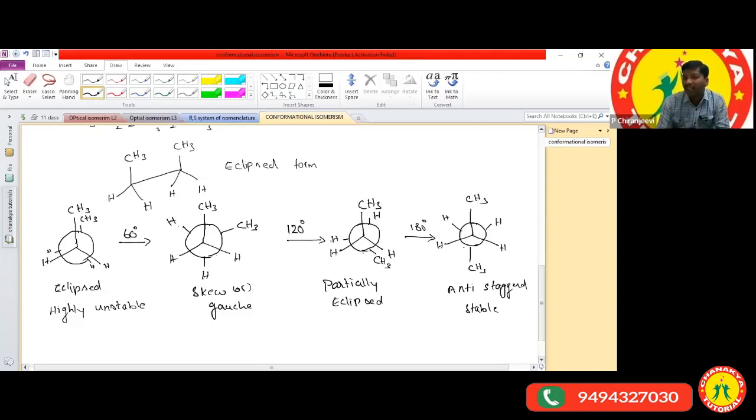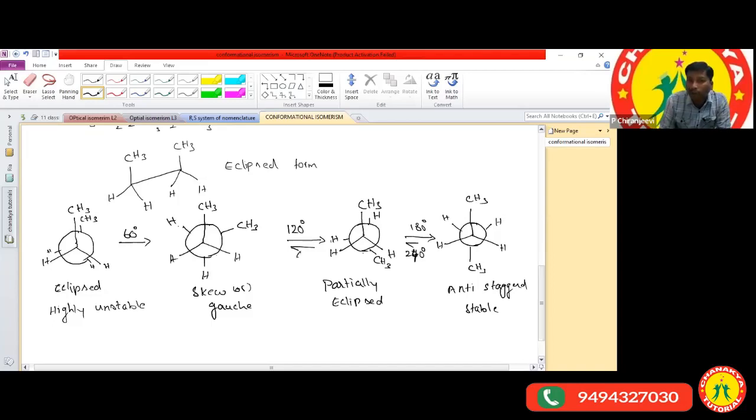Right, sir. So we can rotate 360 degrees. Again, if you rotate one more 60 degrees, you will get a partially eclipsed form. Sorry, it is 240. 180 plus 60 is 240. So by rotating 240 degrees you will get a partially eclipsed form.